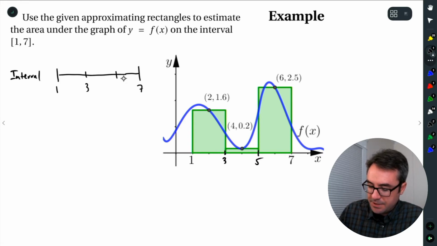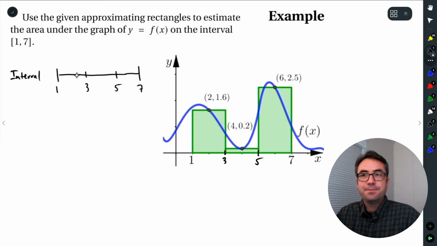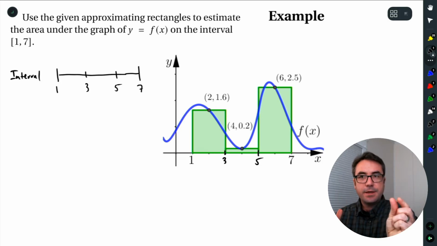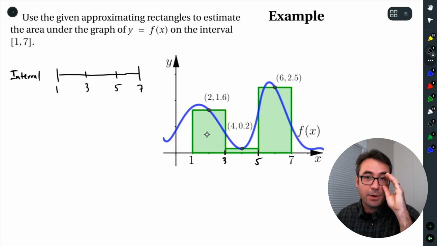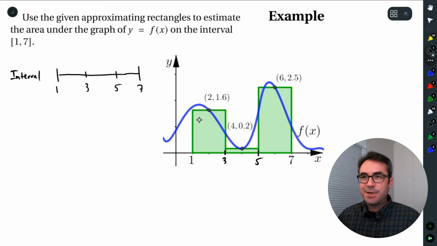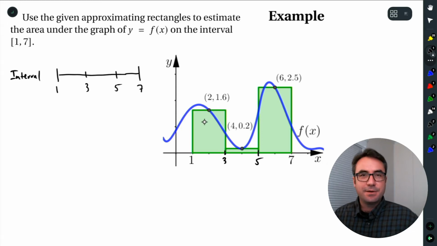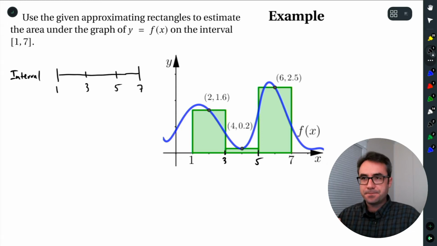What we're doing is we're slicing this up into 3 smaller pieces. Now normally if we were going to do this for real, we would use very small subintervals here, so we'd have a whole bunch of approximating rectangles. But as our first example, so the calculations aren't too bad, we're just using 3 here. So we have our interval from 1 to 7, and we've sliced it up into these smaller subintervals.